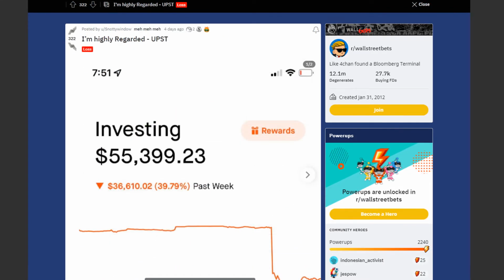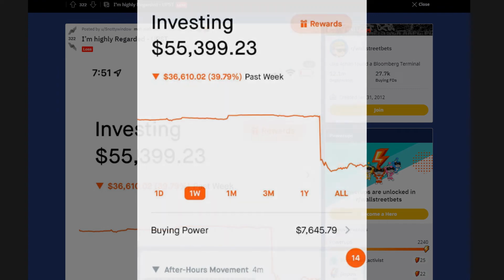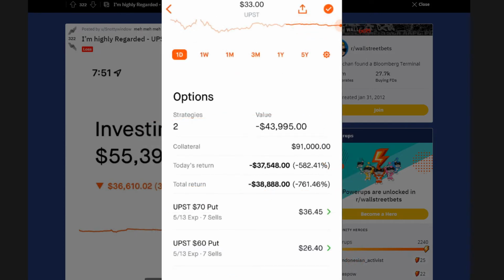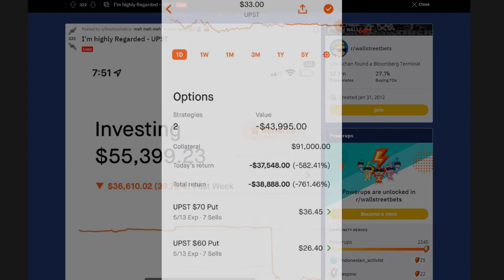Next up, we have a loss by Snooty Window. In the past week alone, he's down by 39%, or $36,610.02 in total. He's down by so much because he sold puts on Upstart. Both positions expired on May the 13th, with striking prices at $70 and $60. And here comes the crazy part. On these two positions, he is down by 761%, which is possible since he sold puts, meaning he can actually lose more than 100%. Feels bad, man.